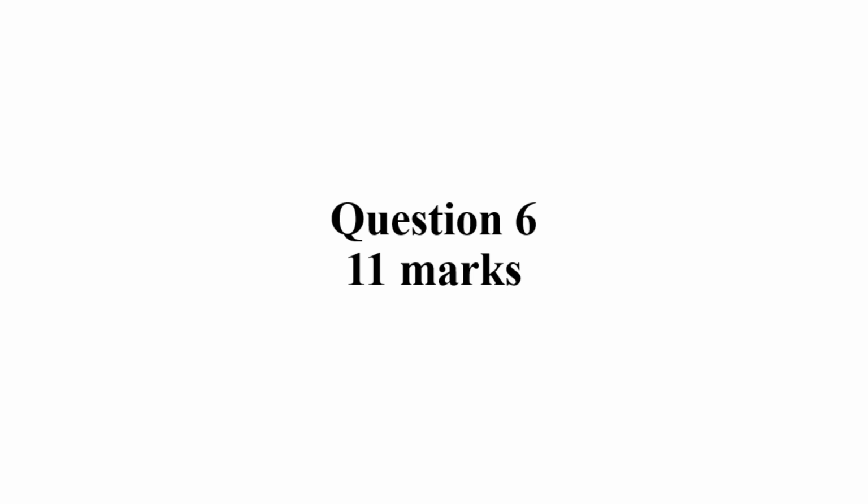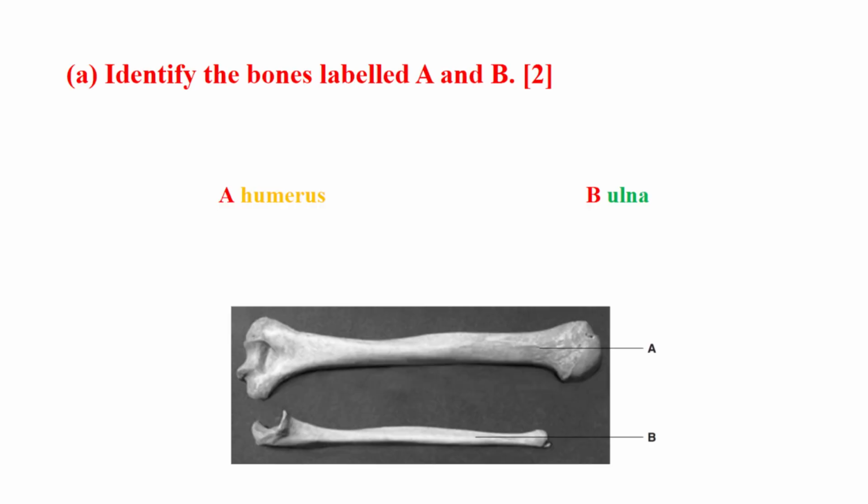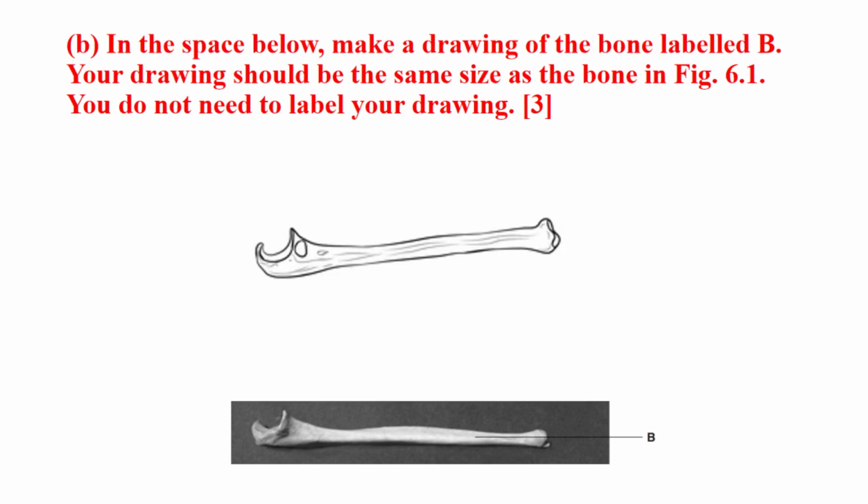Question 6, 11 marks. Figure 6.1 shows two bones from the arm of a human. In Part A, identify the bones labeled A and B. A is the humerus and B is the ulna. In Part B, make a drawing of the bone labeled B. In your drawing, ensure a clean and continuous outline to accurately represent the structure of the bone.